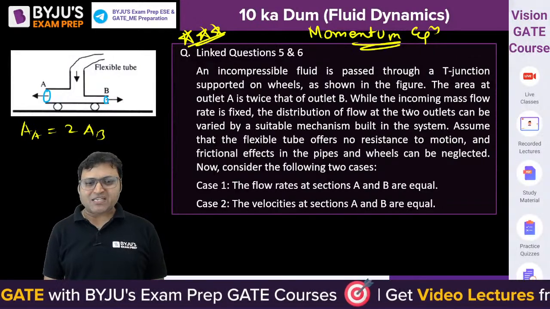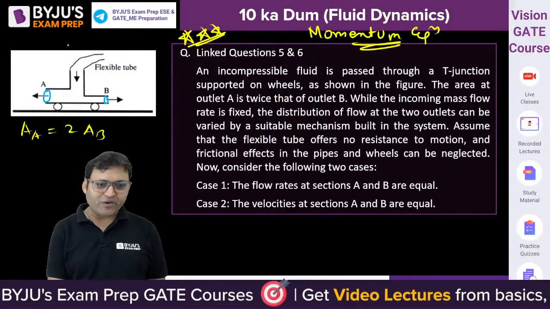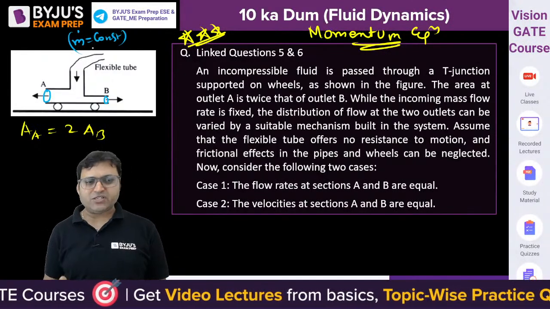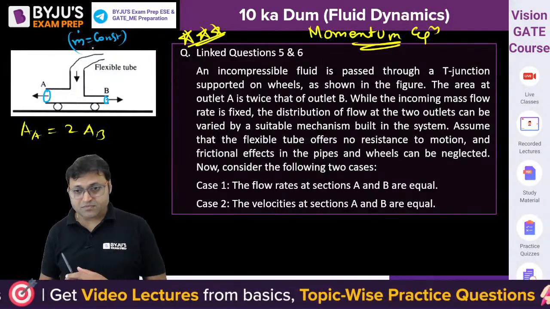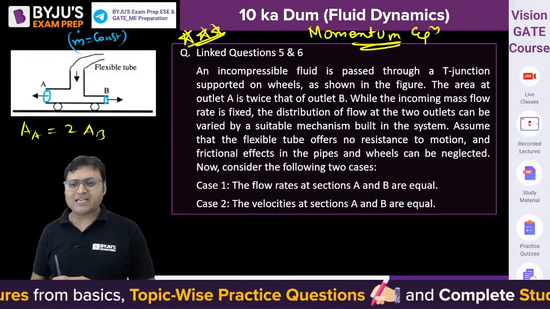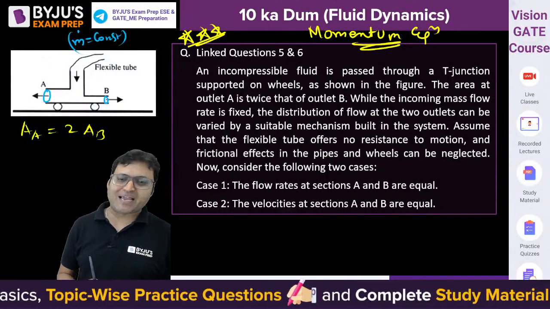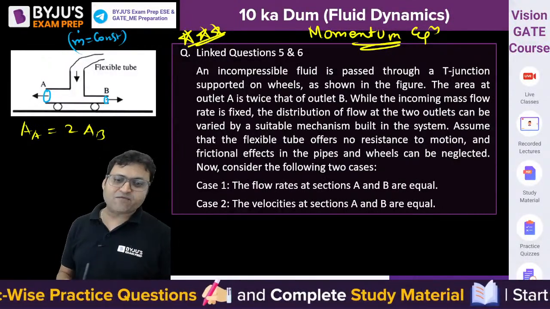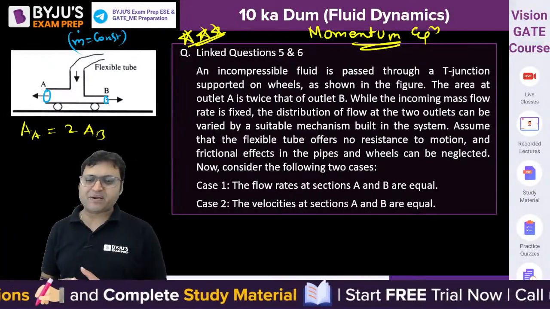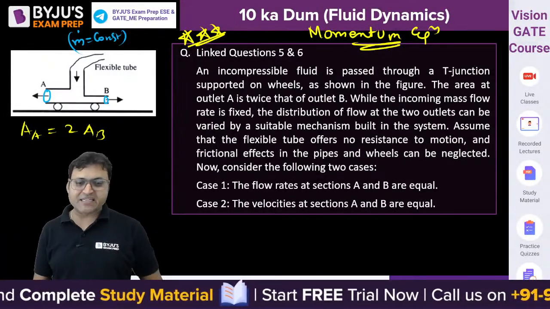While the incoming mass flow rate is fixed, this mass flow rate is constant. The distribution of flow at the two outlets can be varied by a suitable mechanism built into the system. Assume that the flexible tube offers no resistance to the motion, and frictional effects in the pipe and the wheel can be neglected. Now consider the following two cases.